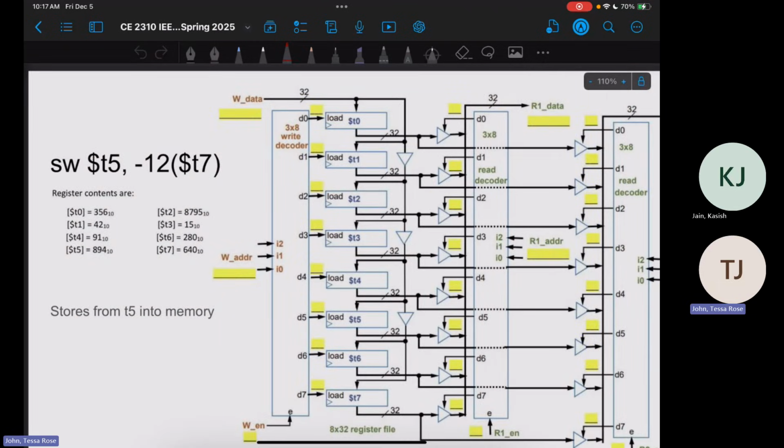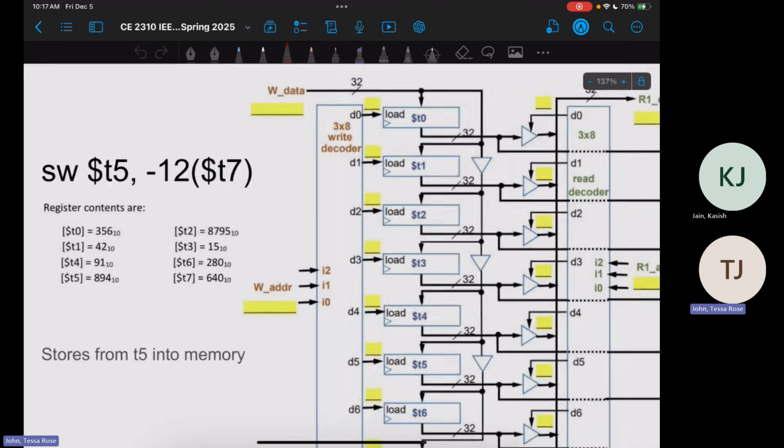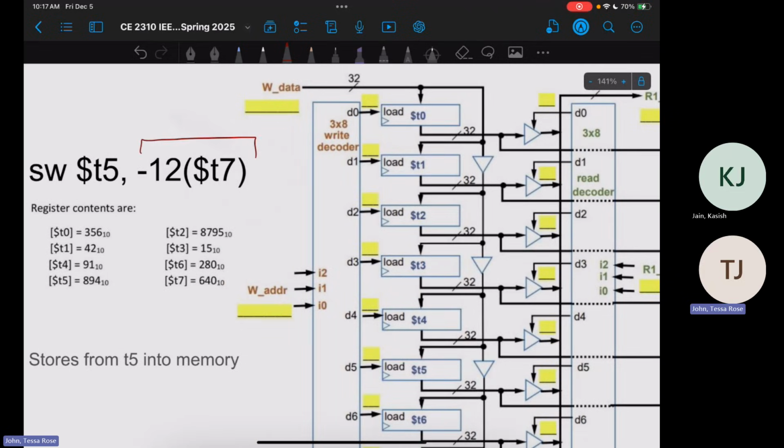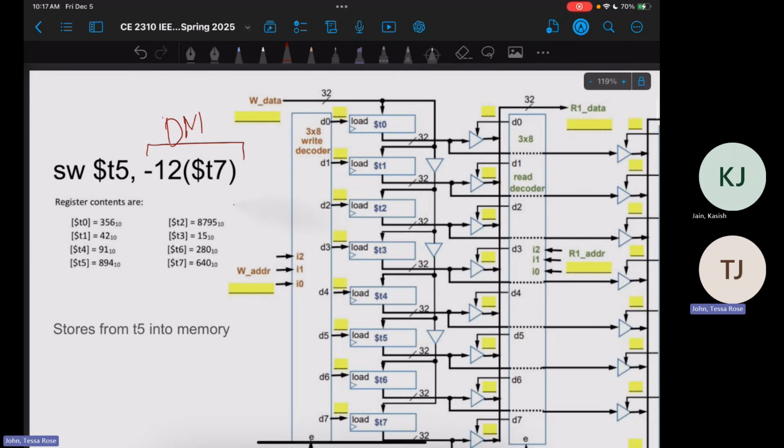Moving forward to the store word, it's basically the opposite. So this is the data memory again. We basically read it from the register file, and then we do the math. So whatever the number is here, 640 minus 12, it's plus negative 12, so just minus, which is 628.